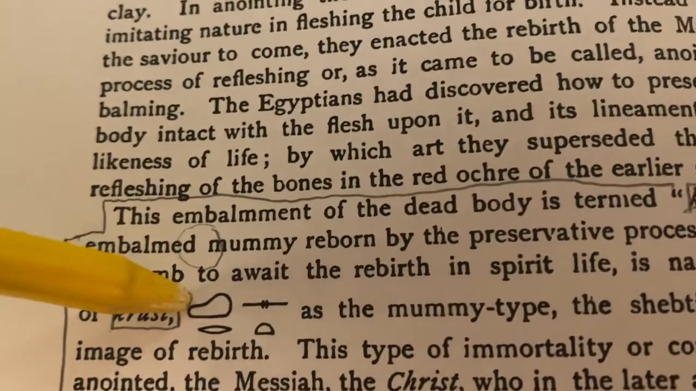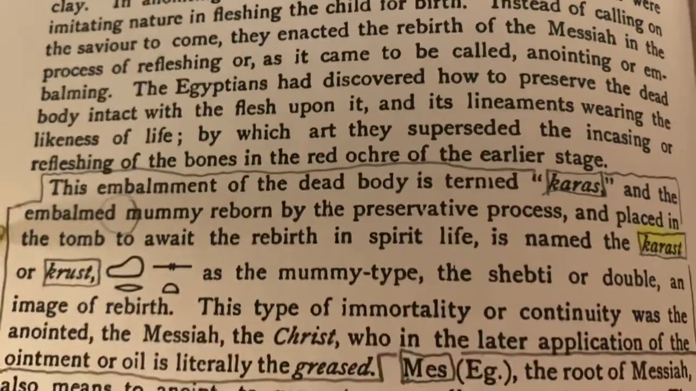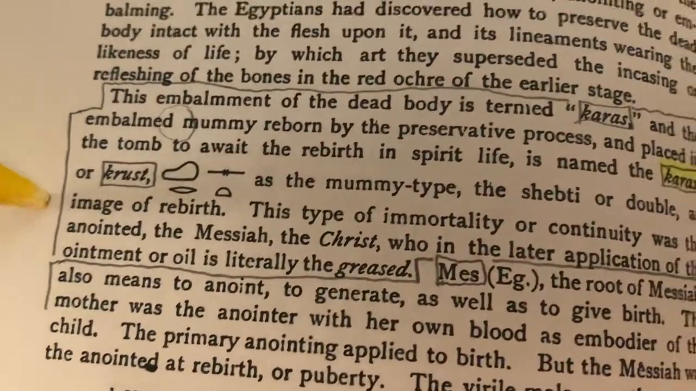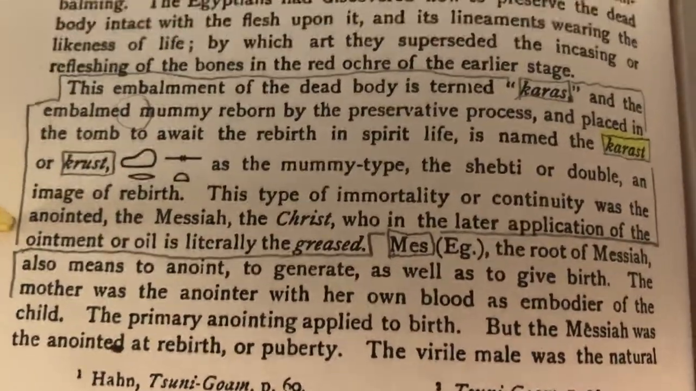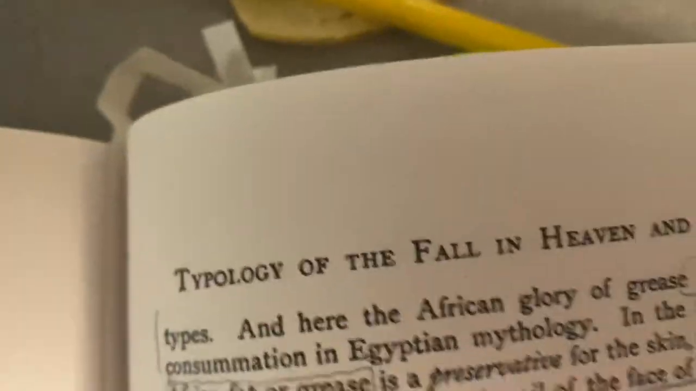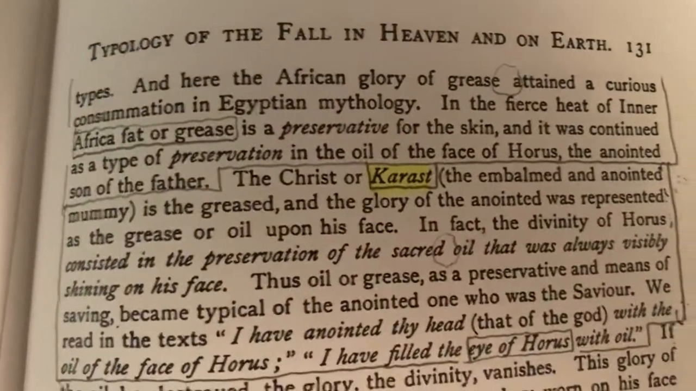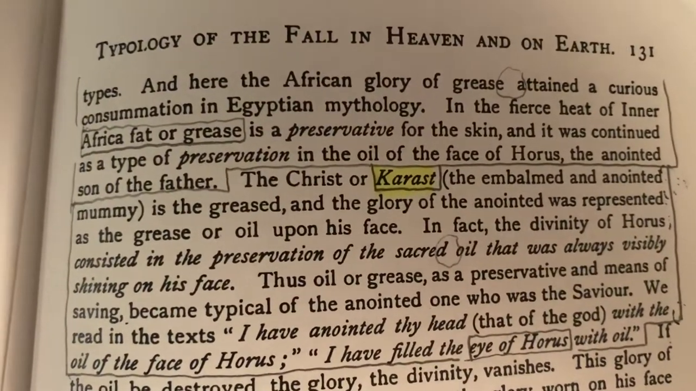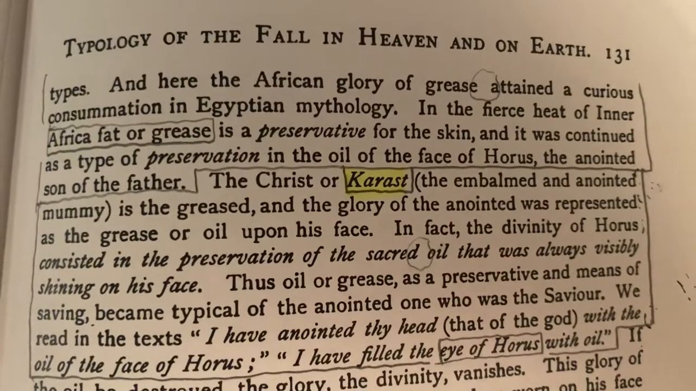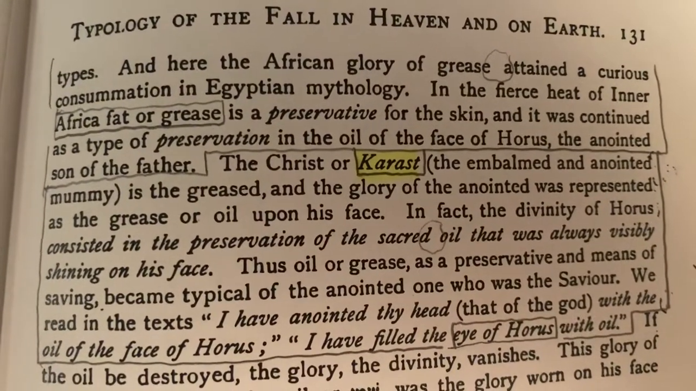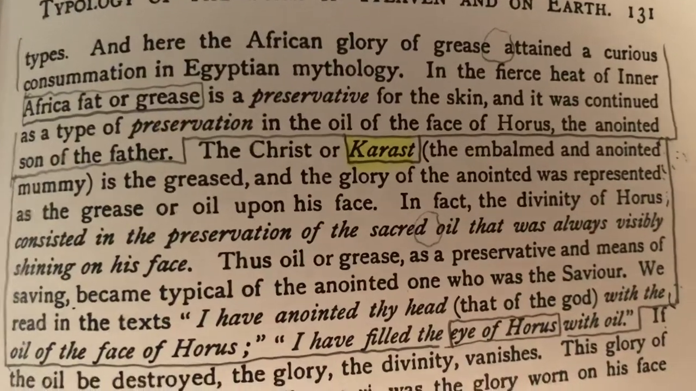Made of four symbols, which means embalmed mummy. And it goes on here to talk about how embalming relates to putting oil on the skin. And on page 131, he talks about how it relates to an older African tradition of putting fat or grease to preserve the skin, so that the person will have a solid body in after existence.